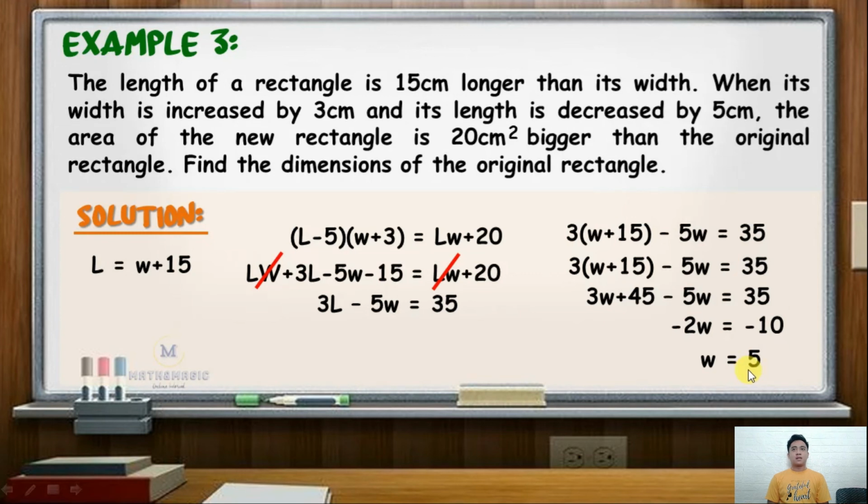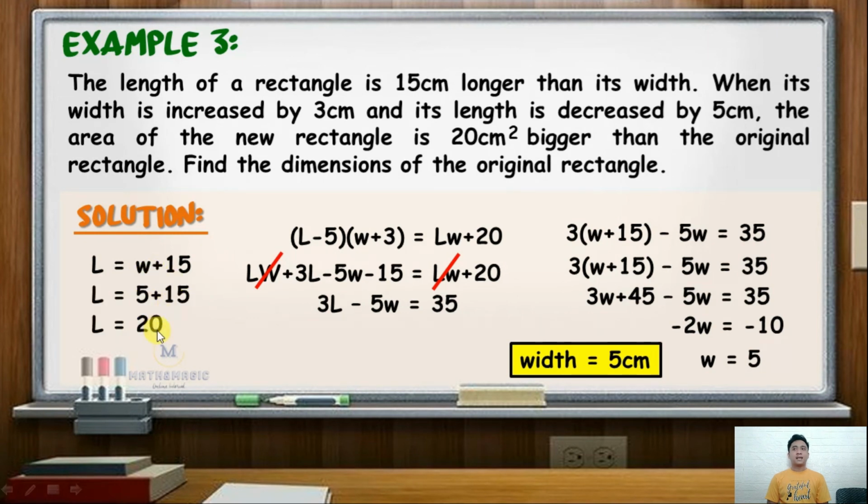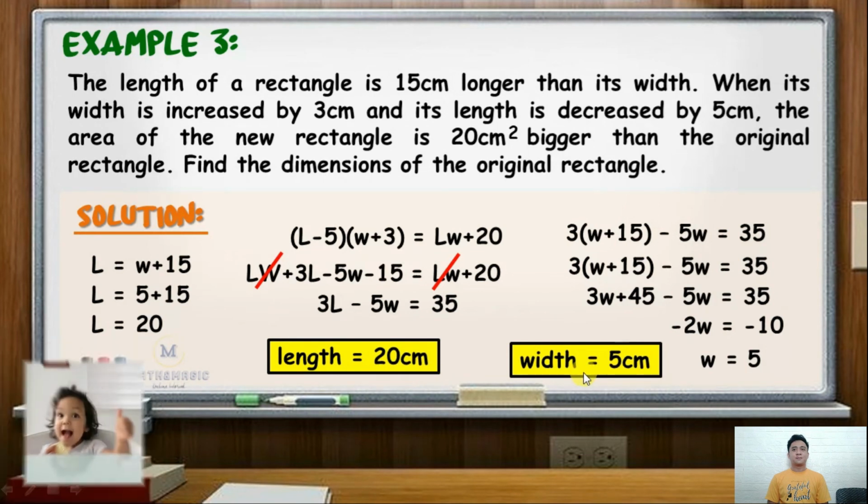Now substitute this value on the first equation. L will be equal to 5 plus 15 or 20. Hence, the dimensions of the original rectangle are 20 centimeters and 5 centimeters.